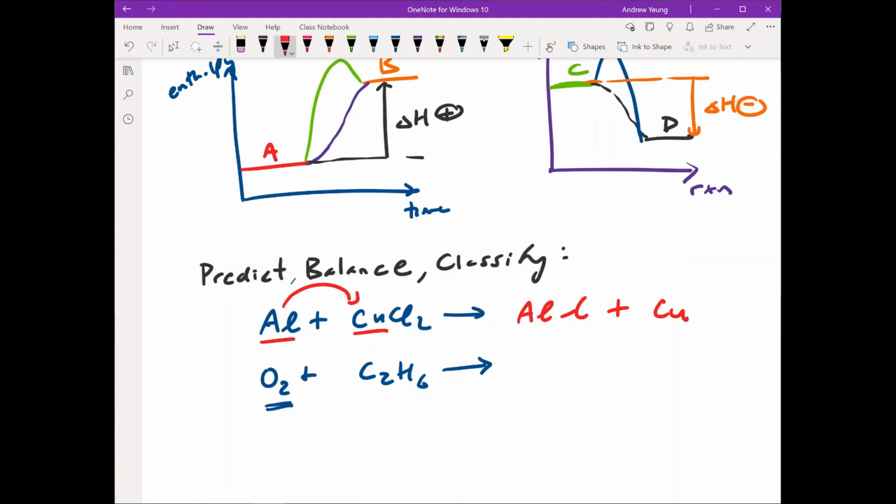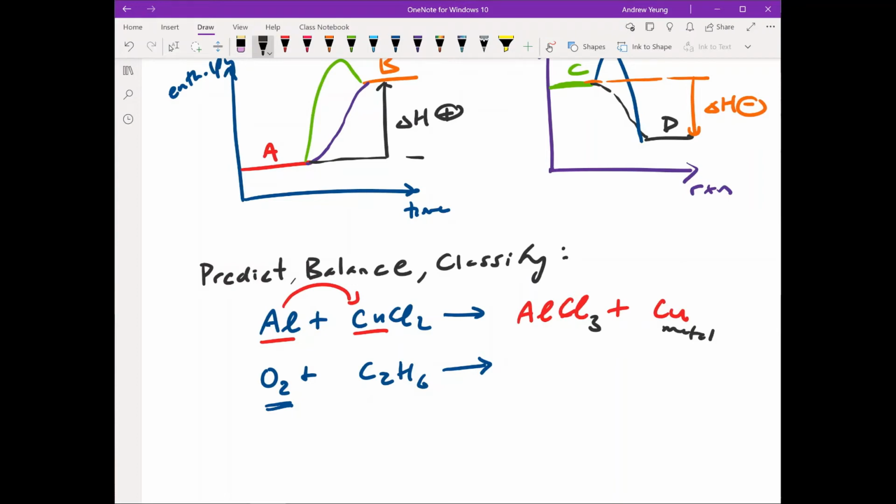That's why we did that practice earlier. Well, Al has a +3 charge, chlorine has a -1. This would need to be AlCl3. I always get asked here, well, what charge is copper here? Copper here is actually just plain old copper metal. If you did this reaction, you'd actually see solid particulate matter come out. It was charged over here, so it was +2, but it has gained some electrons to solidify out.